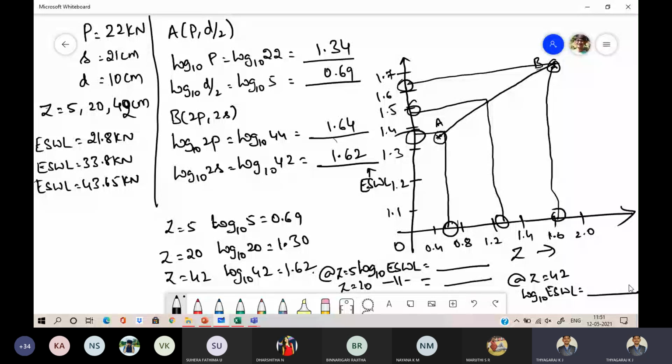Anybody plotting the graph? Anybody? Yes, sir. Okay. Plot it and tell me. At Z is equal to 5, what will be the ESWL? At Z is equal to 20, what is the final ESWL? You tell me. Not log of ESWL. Okay, sir. Okay.